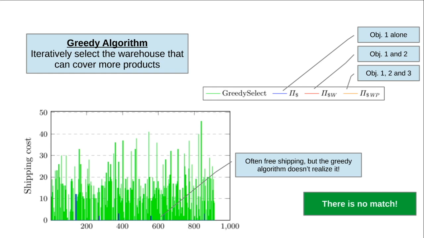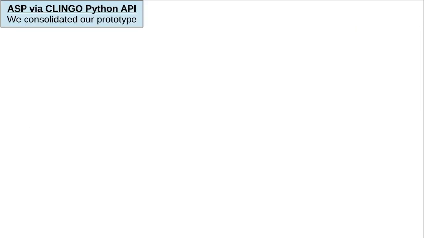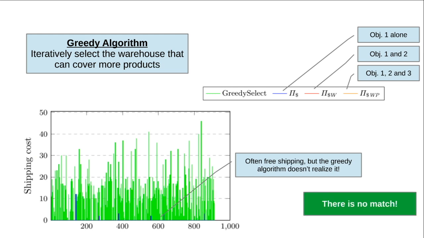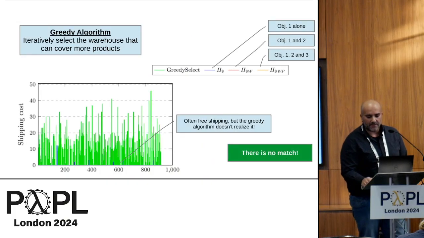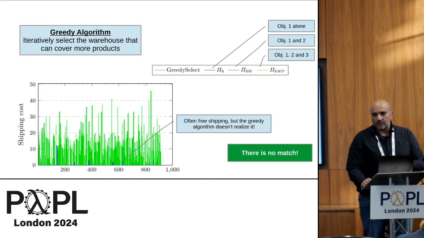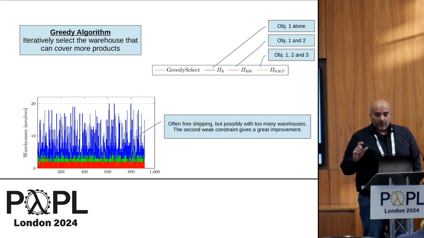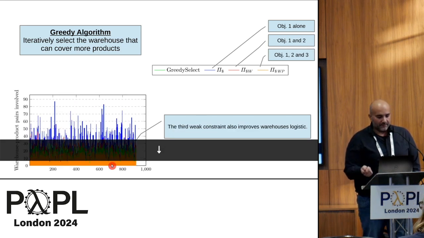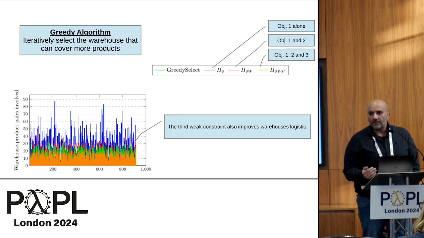What about the shipping cost? Now there is a big difference. The greedy algorithm is often unable to understand that there is an opportunity for minimizing the expenses. ASP always finds the optimum, and often this optimum was 0 in these instances. Now, if we activate the second weak constraint, you see that we also improve the number of warehouses that are involved. The greedy algorithm is already good on this, but you see ASP can actually give the optimum. And if you activate the third weak constraint, you also improve the number of involved pairs.